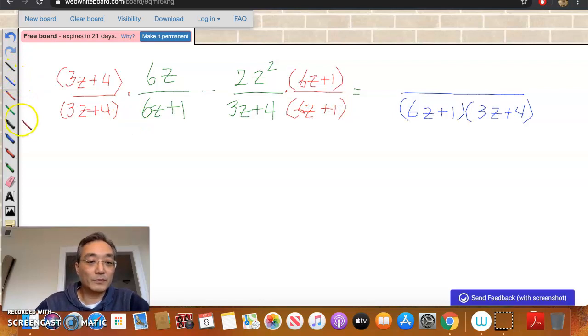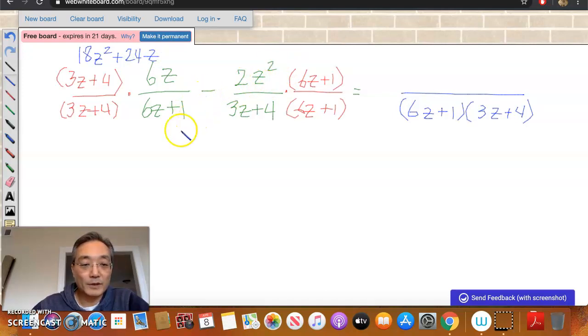Okay, so let's do the distributive property for each one. So it looks like this one is going to be 18z squared plus 24z. And the back one, oh, and by the way, I should have done this, right? Keep, change, change. So this one's going to be negative 12z cubed minus 2z squared.